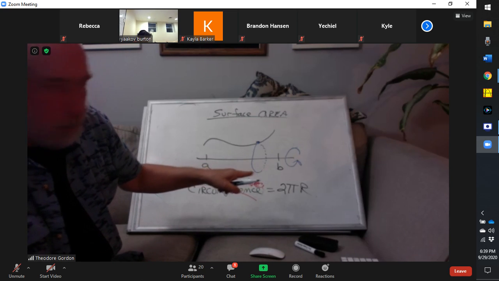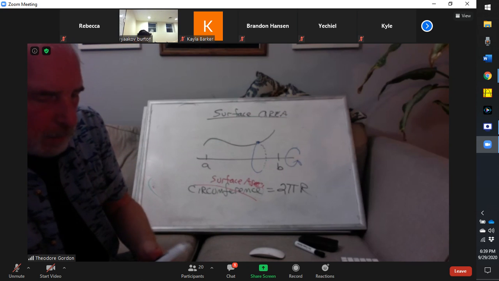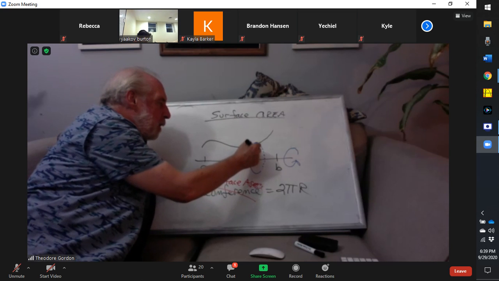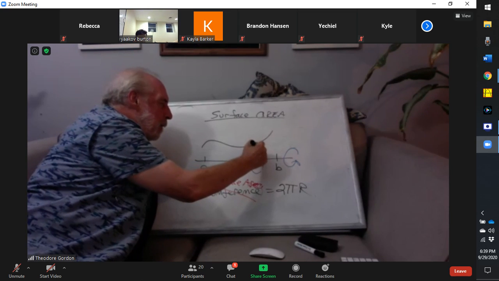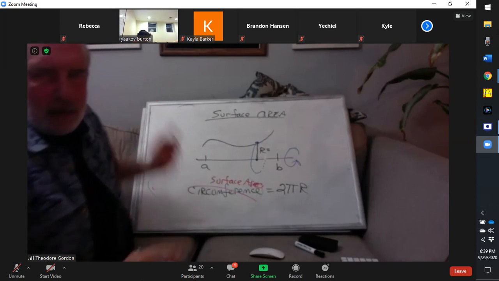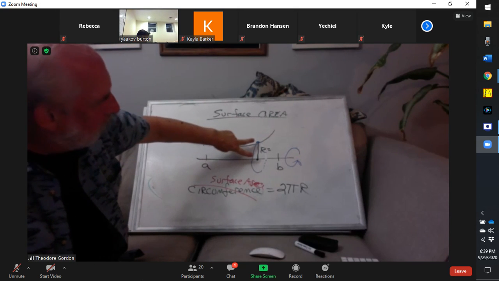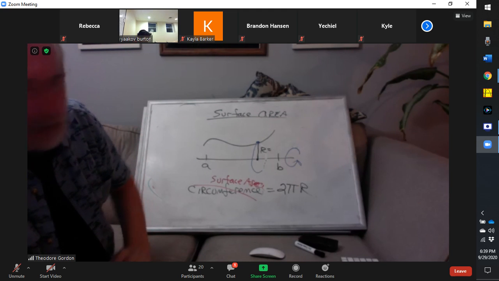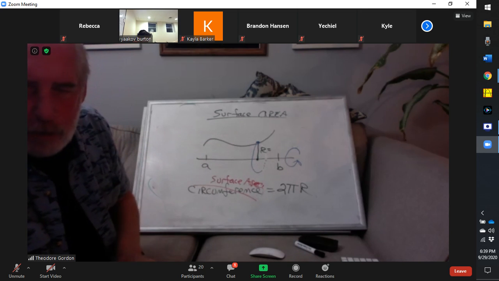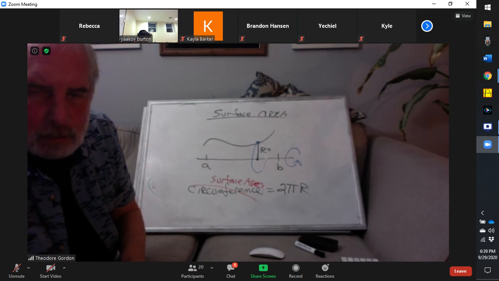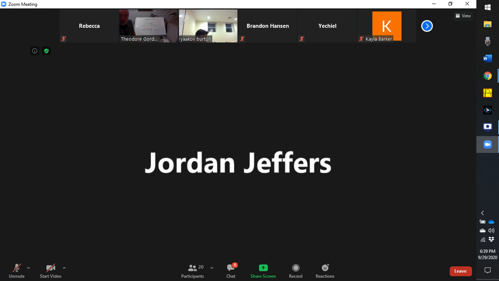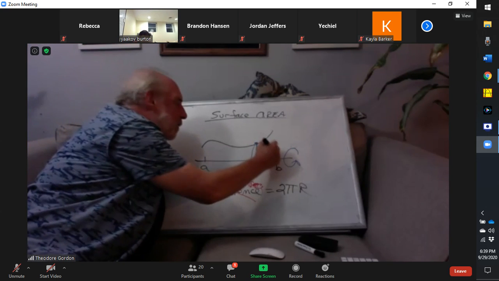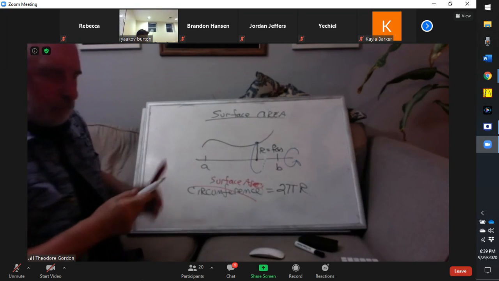And the radius, what's the radius of that circle? The x-axis is spinning, so the radius would go from here up to here. But what is the radius of that circle? What's the length of that line? How long is that line? From the x-axis up to the curve itself, that would be the function. Excellent. That was you, Jordan? Yeah. Excellent. Perfect answer. That radius is the function.